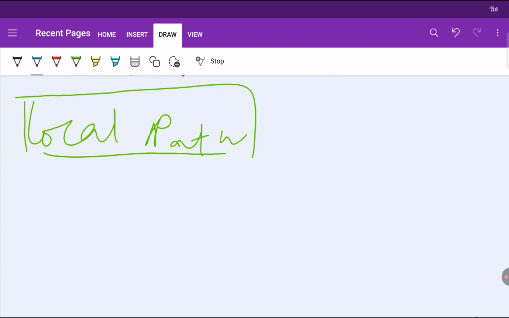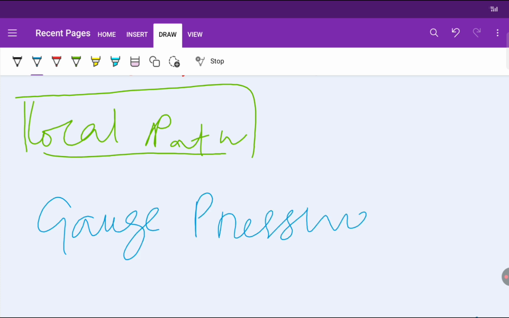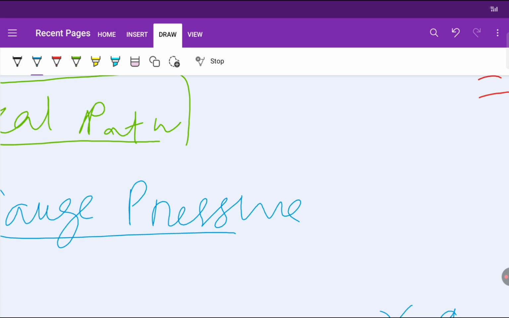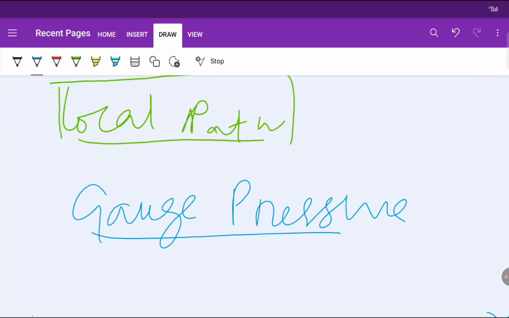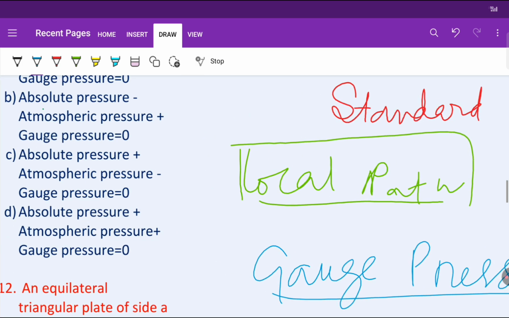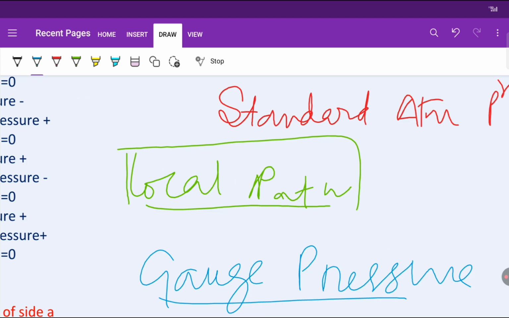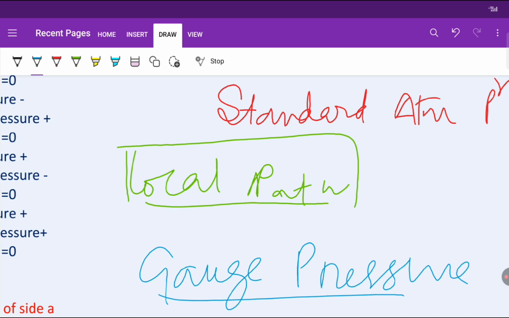Now we have gas pressure. Gas pressure is the pressure above atmospheric pressure, or below atmospheric pressure. When the pressure is above atmospheric pressure, we call it gas pressure. When the pressure is below atmospheric pressure, we call it negative gas pressure, also called vacuum pressure or suction pressure. Now we have absolute pressure. Absolute pressure is the summation of atmospheric pressure plus gas pressure.